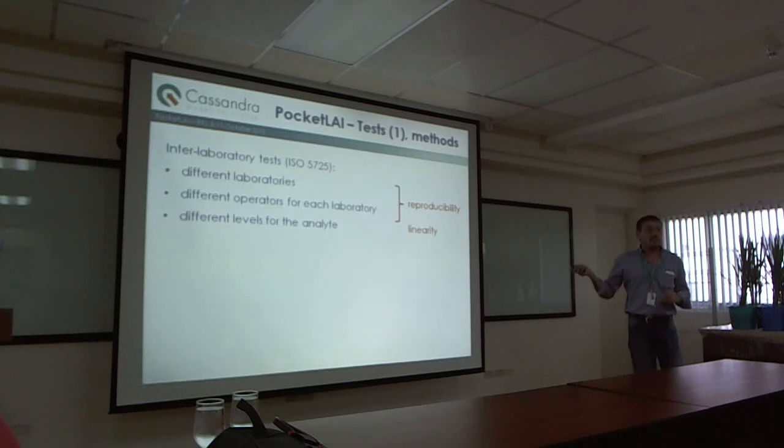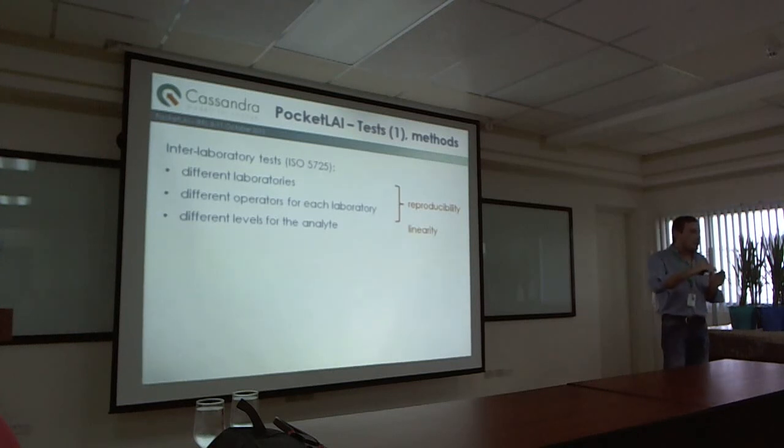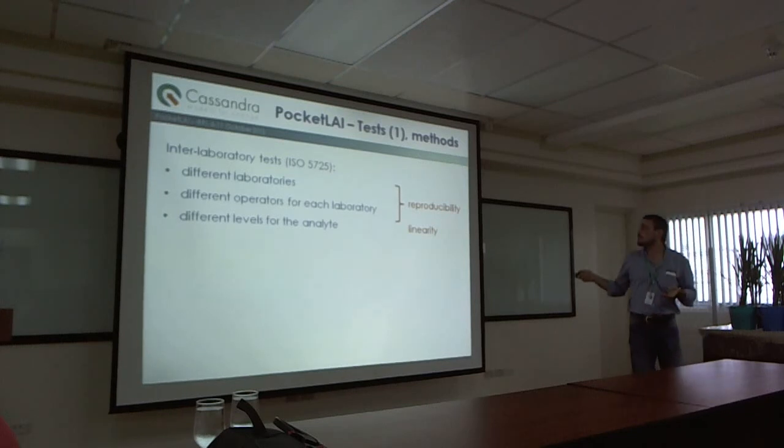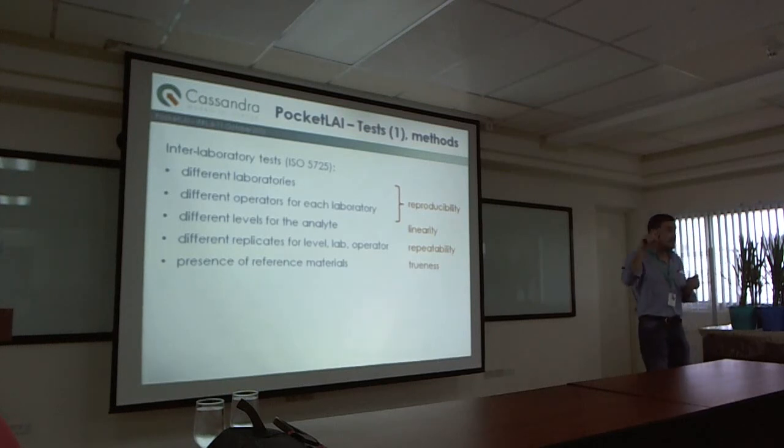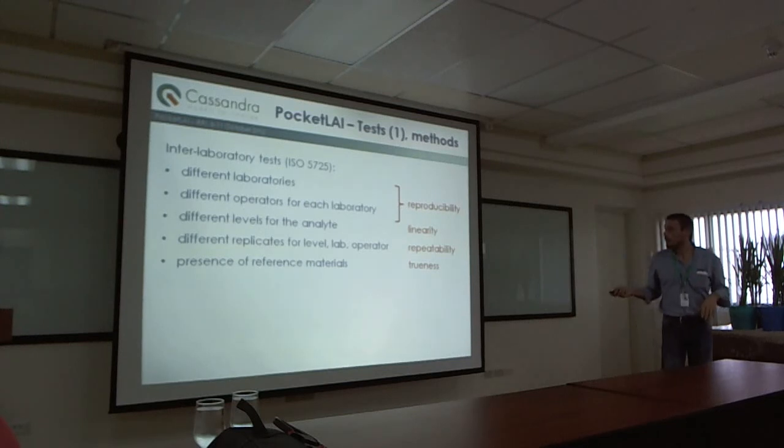Then different levels for the analyte. They provide the reference values with different concentrations of the analyte, to understand if there is good linearity in your method. Different replicates for each level, laboratory, and operator, in order to get reproducibility and repeatability. Then, if you have reference materials, you can even calculate the trueness, which is the agreement between the average of all your replicates and the reference value.